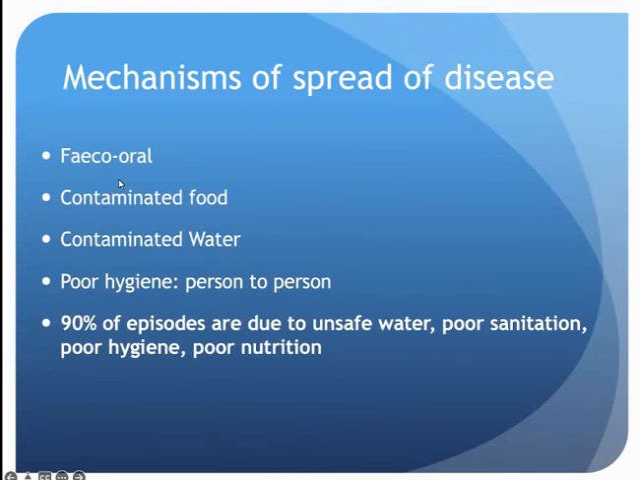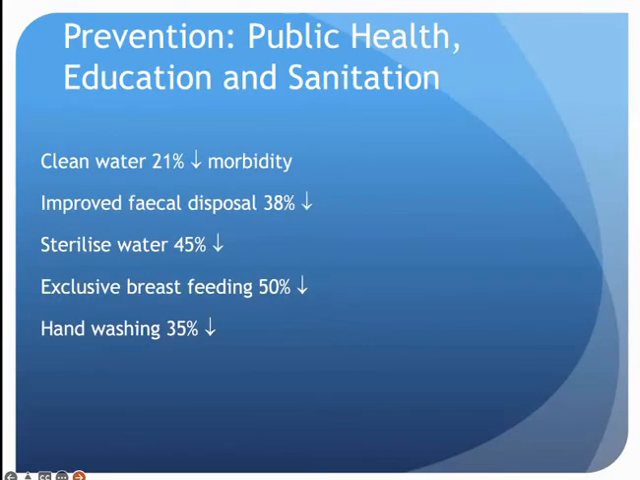Now, the spread of disease is fecal-oral. It's through contaminated food, contaminated water, and poor hygiene. So 90% of diarrhea can be prevented if our water is safe, if we have good sanitation, good hygiene, and good nutrition. So it's quite sobering for us as medics to realize that public health and sanitation engineers are far more important in preventing this and decreasing disease than we as clinicians are. And children only come to us with disease once there has been failure here.